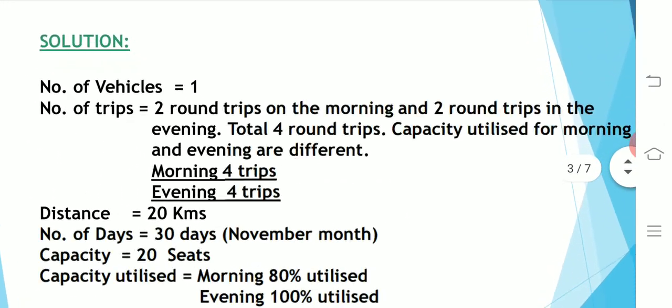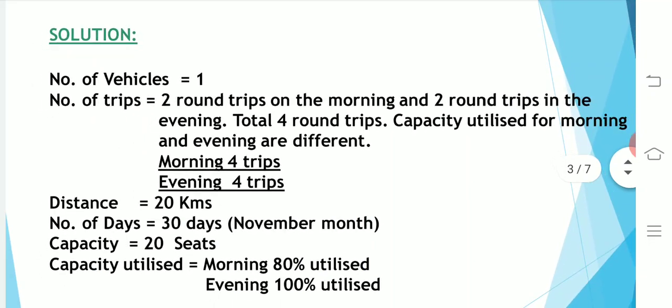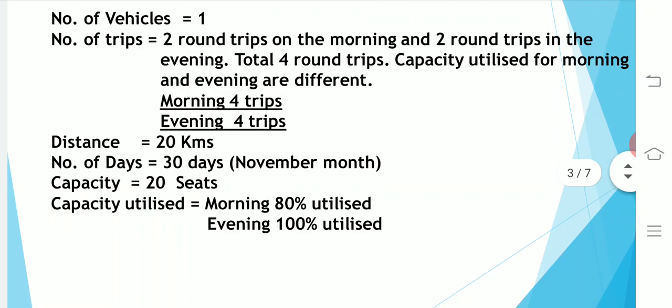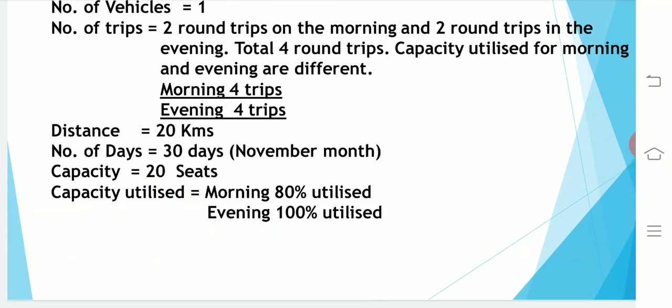First we will write out the information. Number of vehicles, only one vehicle, that is a tempo. Number of trips, 2 round trips in the morning and 2 round trips in the evening, total 4 round trips, but the capacity utilized in the morning and in the evening are different. So morning 4 trips, evening 4 trips. Distance is 20 kilometers. Number of days is 30, as the month is November. Capacity 20 seats. Capacity utilized, morning 80%, evening 100%.